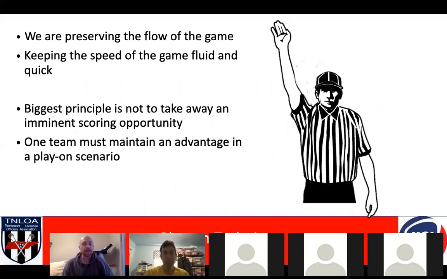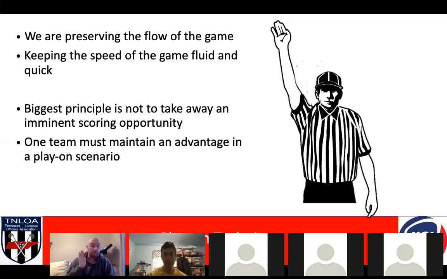The reason we have the play on technique, you can see this official has his hand up. This is the hold signal. Your hand is up in the air. That is a play on technique. We are trying to preserve the flow of the game within technical fouls, keeping the speed of the game fluid and quick. The biggest principle is not to take away an imminent scoring opportunity. And one team must maintain an advantage in a play on scenario.